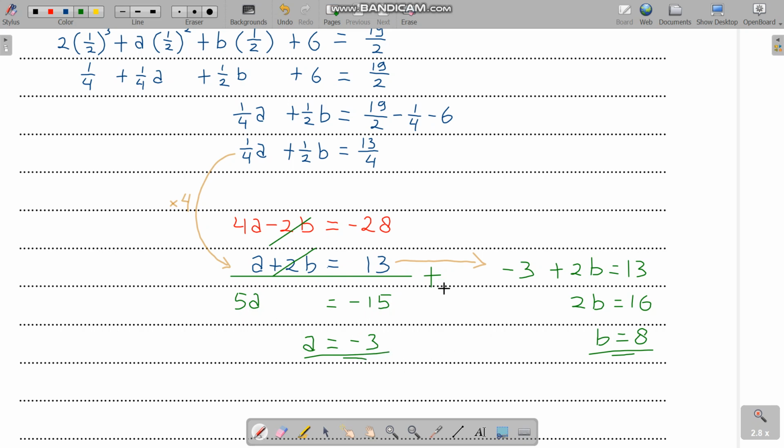To find the b, use one of the equations, use the simpler one. You replace this a with minus 3, so we get this equation, and add 3 to both sides, divide both sides by 2, we get b equals 8.